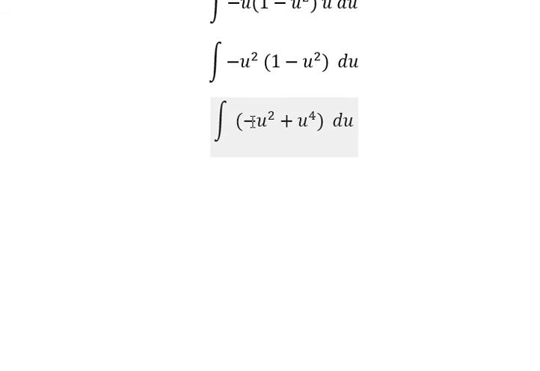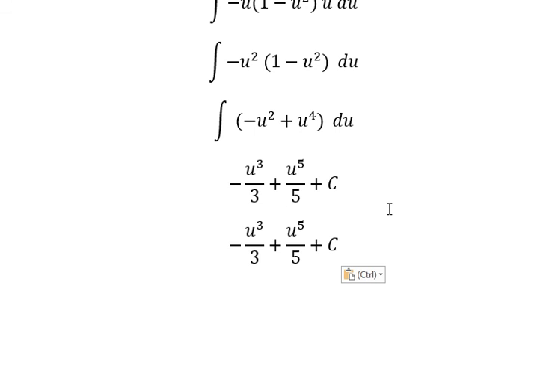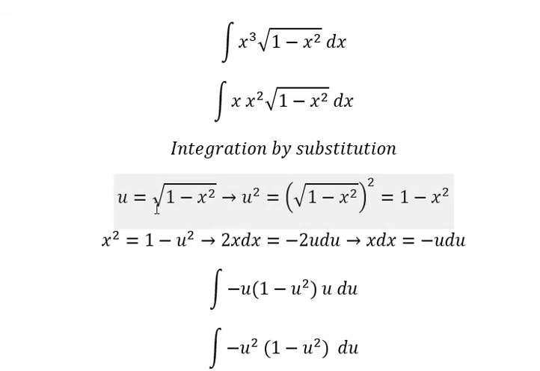The integration of u squared, we have negative u to the power of 3 over 3. This one we have u to the power of 5 over 5, and we add c. About u, that is this one.